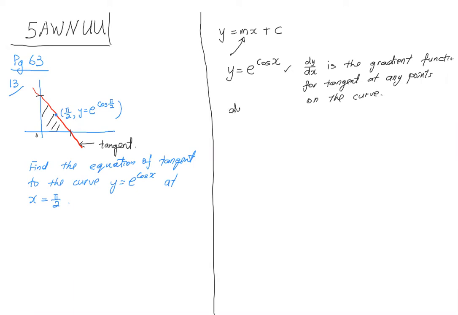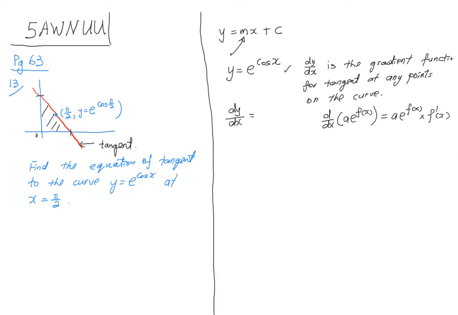So when I differentiate this, what do I need to use? I need to use this formula first. How do you differentiate an exponential function? You copy down the whole thing, then you times by the derivative of the power. Am I right?